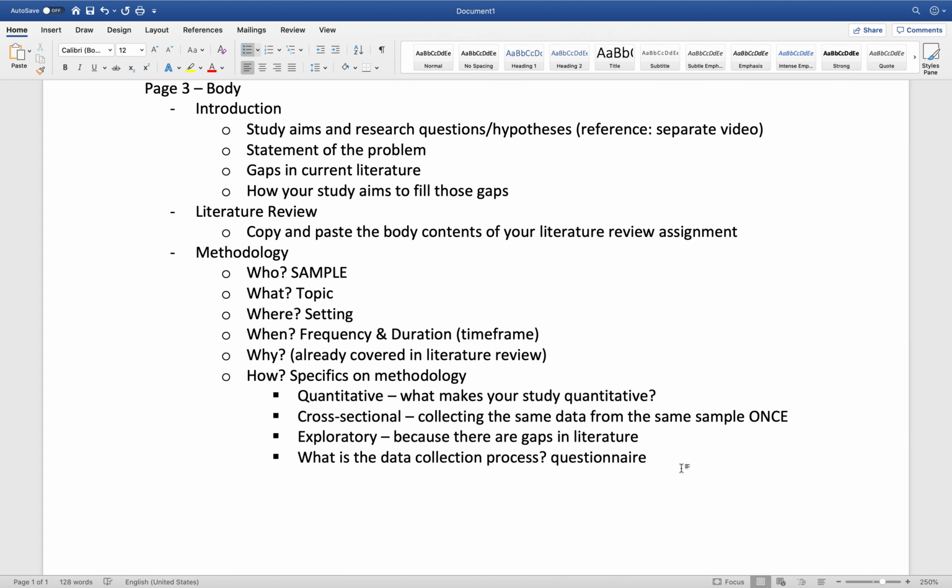Now the last thing in the methodology section would be proposed analysis. Now you don't yet have the data, obviously, because this is just a proposal. So there's no way to know which statistical tests are appropriate to be used. So for the proposed analysis section, you just simply write that SPSS will be used to analyze all quantitative data collected. Analyze all quantitative data collected, right? And that'll be the proposed analysis.